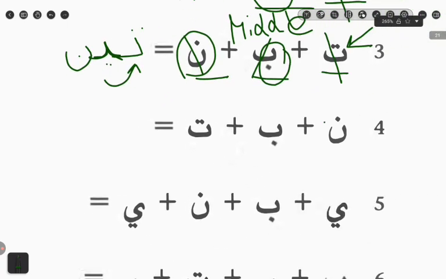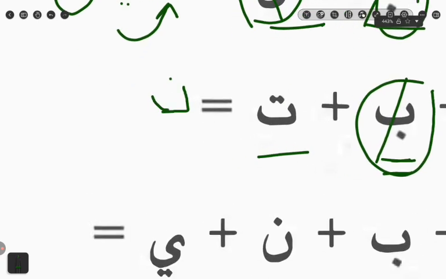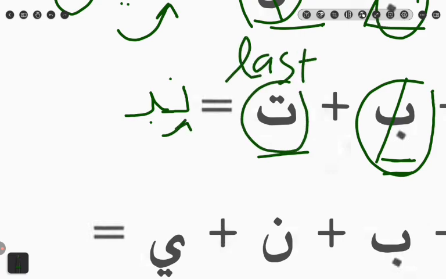Okay, noon plus ba plus ta. Try. Okay, here noon is the first one, so we're gonna chop it and take only this part, so it will be written like this, na. Then ba is the middle one, so we're gonna chop it and take only this part, so it will be written like this, ba, and connect it to the previous one. And then we have ta as the last letter, so we're gonna put it in its full shape.